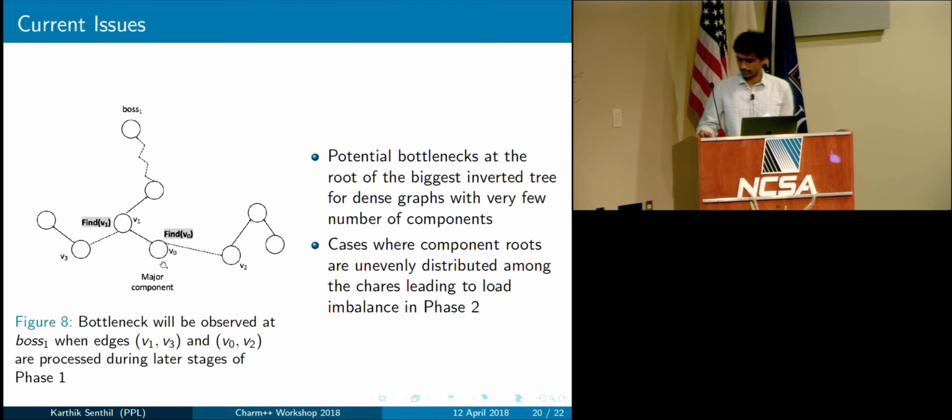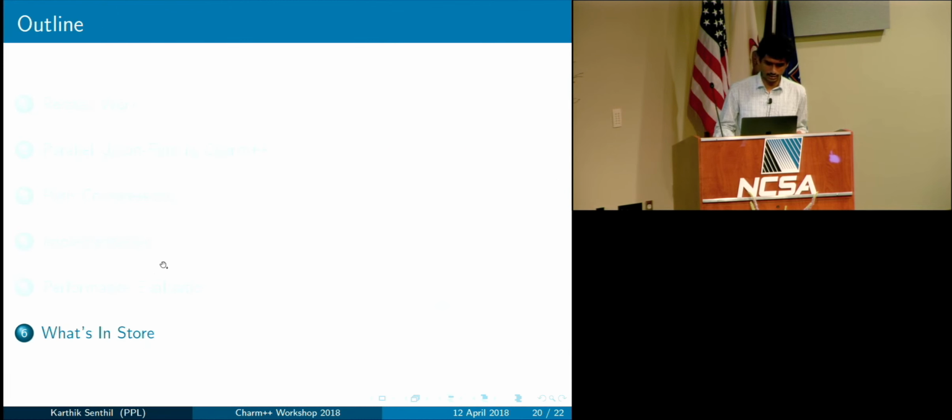Another problem that we observed was that there can be cases when the component roots are unevenly distributed among your chars, which can lead to an imbalance in our labeling algorithm, with some chars going ahead and some being held back by the others. So we are currently working on addressing these issues.